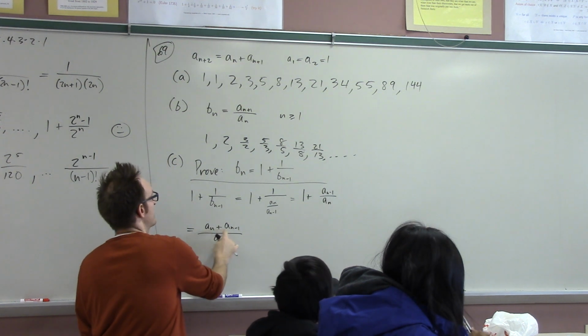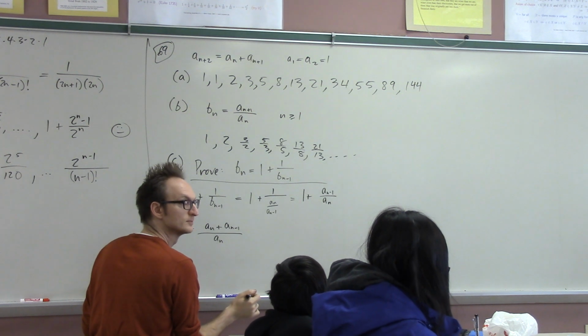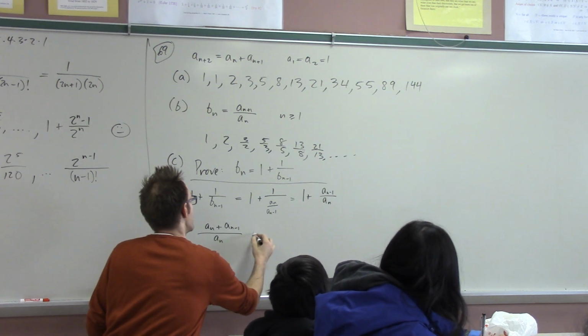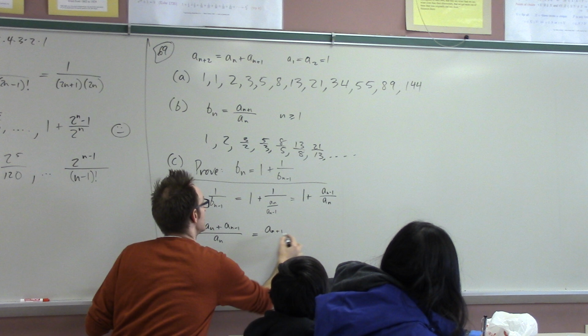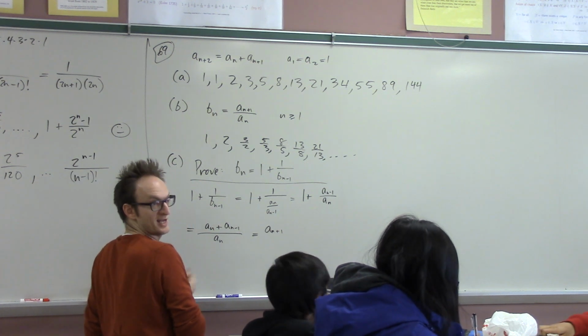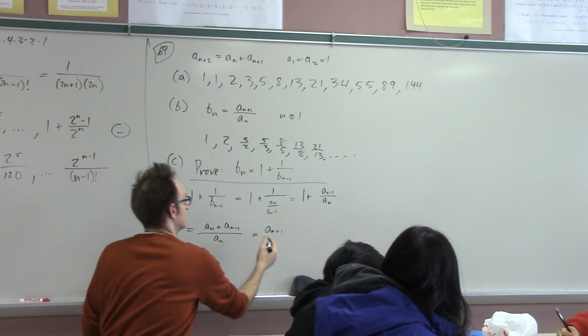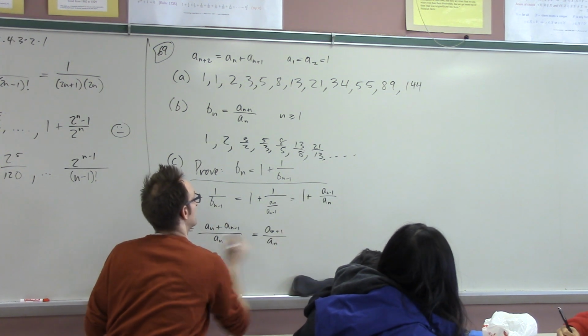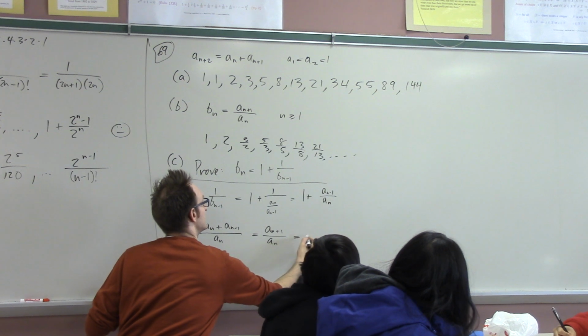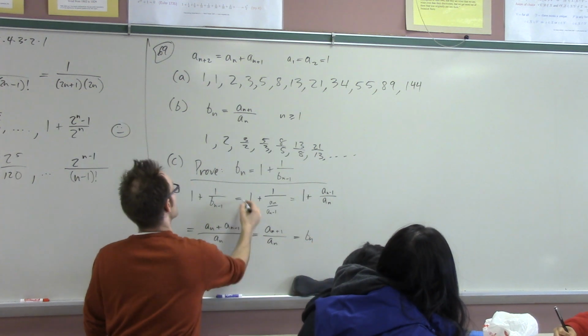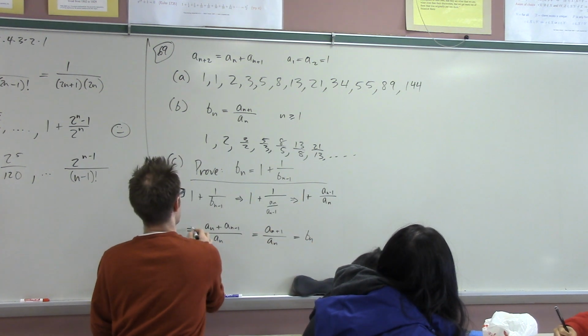And then what is a sub n plus a sub n minus 1? It just is a sub n plus 1 by the definition of the Fibonacci sequence. That's how you generate the next term of the Fibonacci sequence, the sum of the two previous. And this is, by definition, b sub n. So I kind of just zoomed it all out. Yeah?